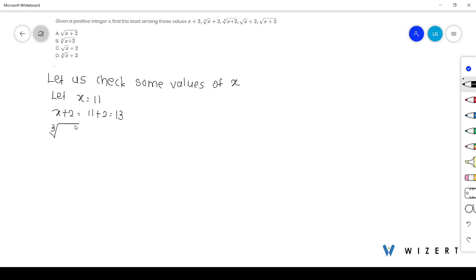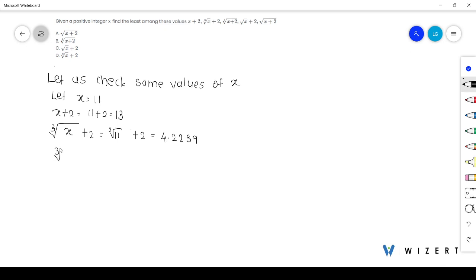Cube root of x plus 2 means cube root of 11 plus 2. So after solving this, we get 4.2239.